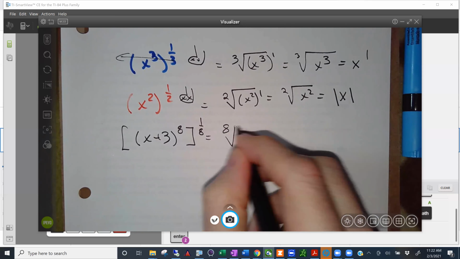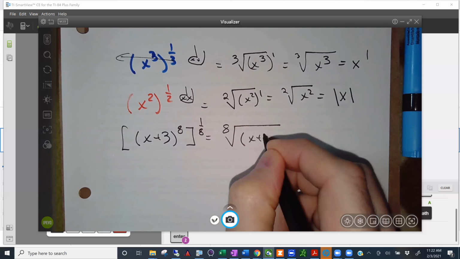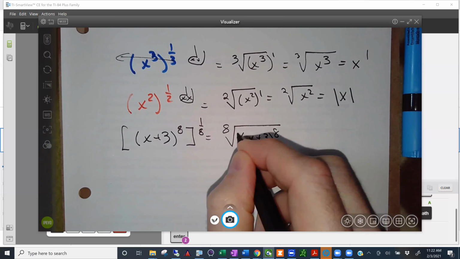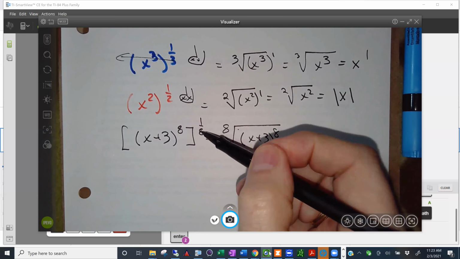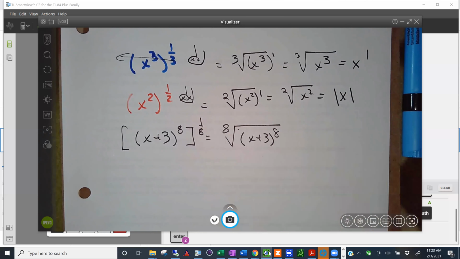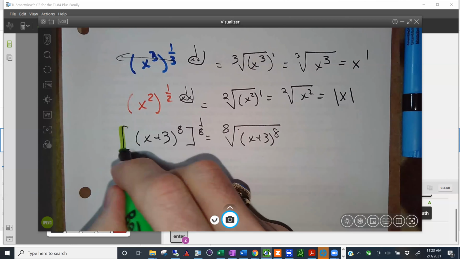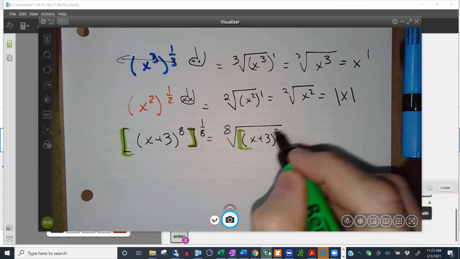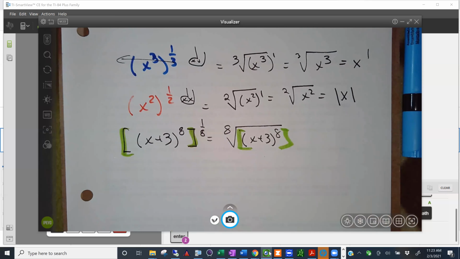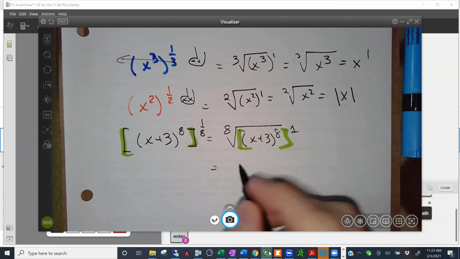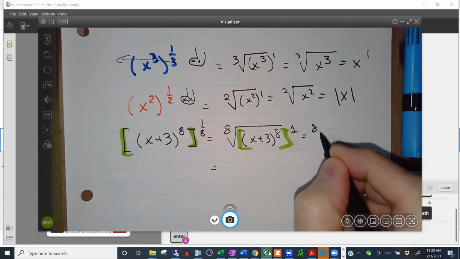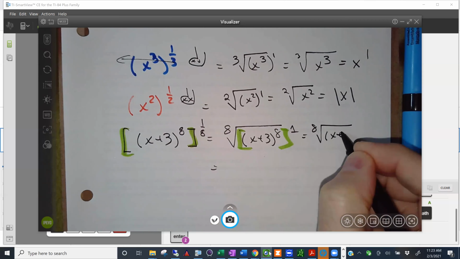Go ahead. We'll end up with the 8 coming over, the 1 dropping down. So technically, there's still a 1 outside here. But I'll ignore the 1, and I just want to look at the 8th root of (x plus 3) to the 8th power.